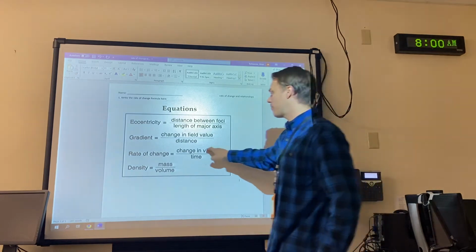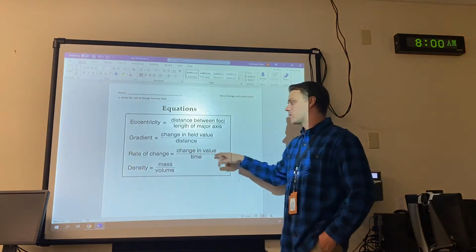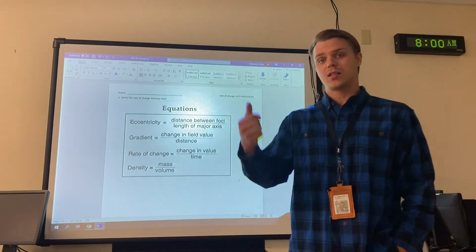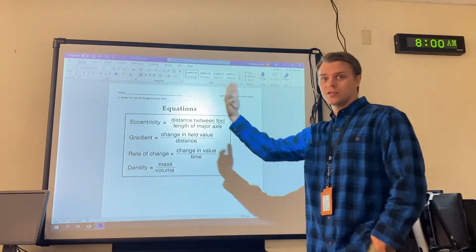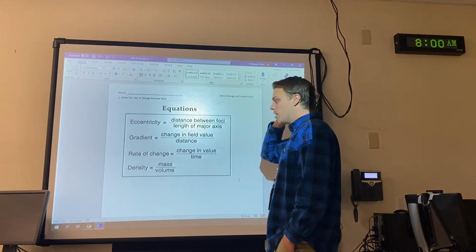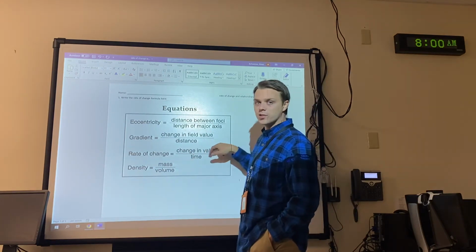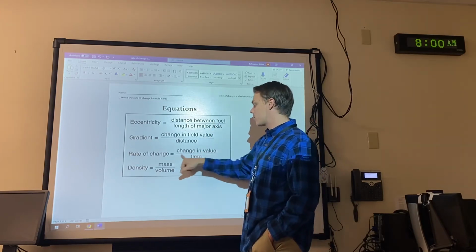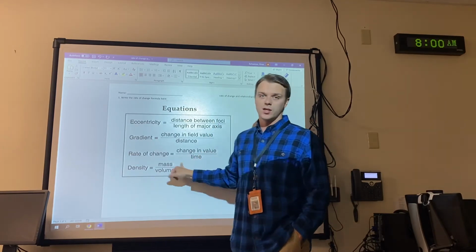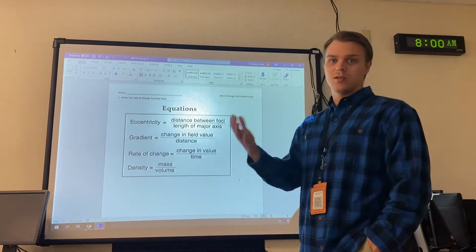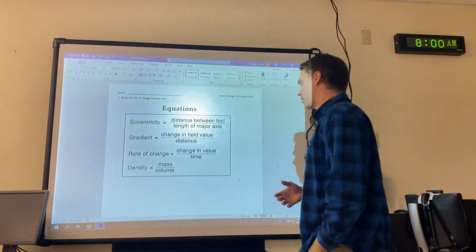So change in value can be anything for rate of change, but time will always be a unit of time, whether that's seconds, minutes, hours, days, years, months, weeks, right? So time will always go on the bottom. Remember, subtract the two top numbers because that's a change, and then subtract the time, which might be a number minus zero, so like 0 hours or something, just subtract the time, okay?